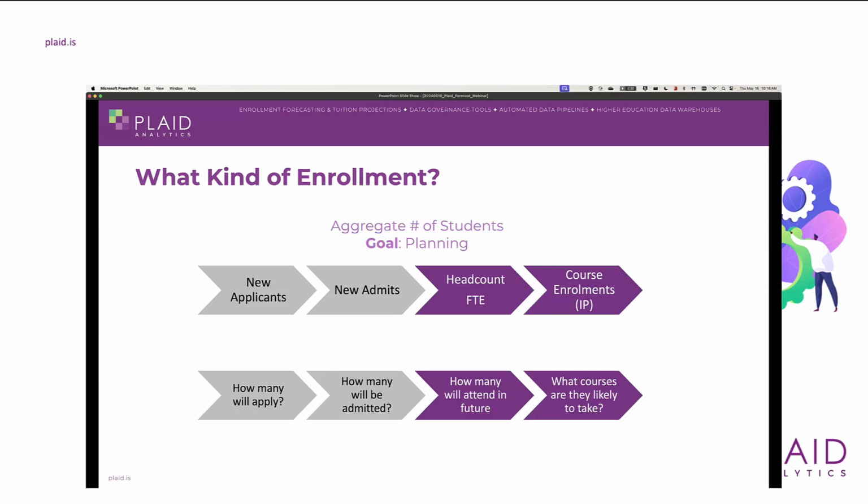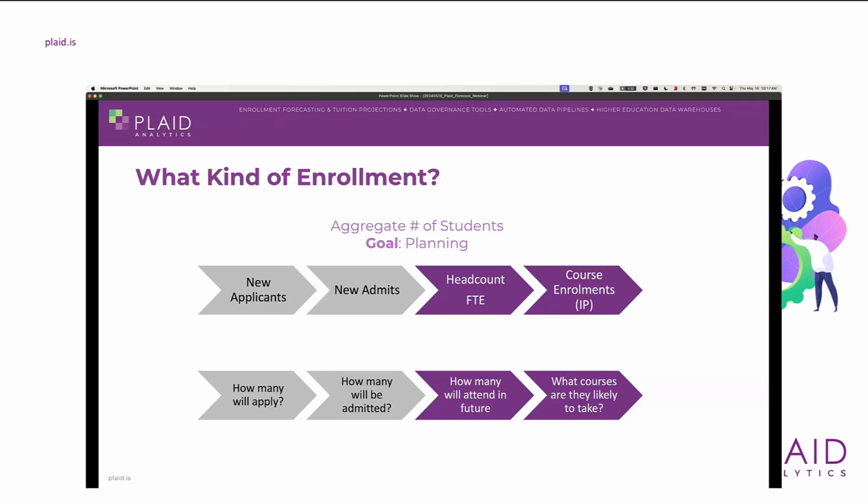So at this point in time, Plaid Forecast projects headcount and full-time equivalent students in programs based on their progress, call that year level for sake of argument, or something similar to that, maybe block code if you're a trade school, as well as split by domestic and international and other categories that may be relevant to your institution. That helps us answer the question of how many students will attend in the future.